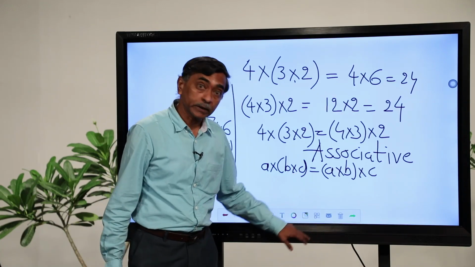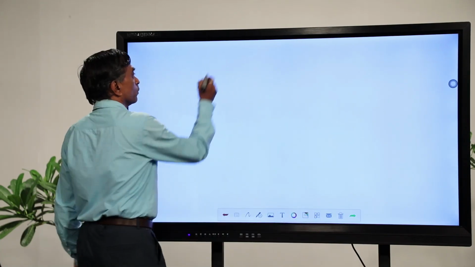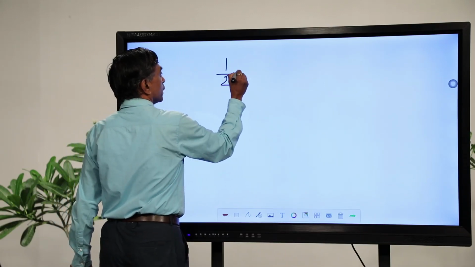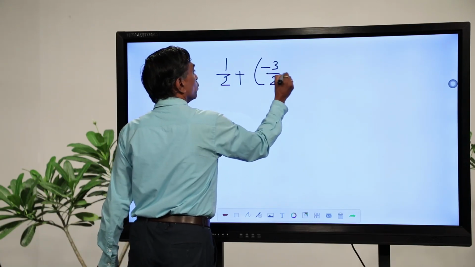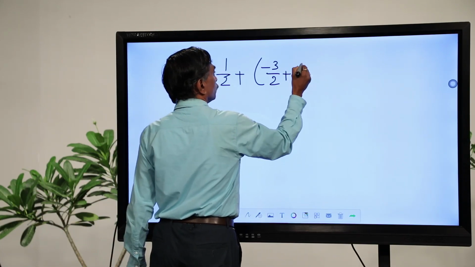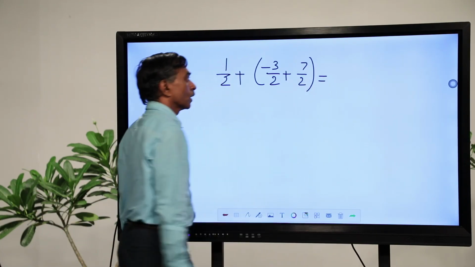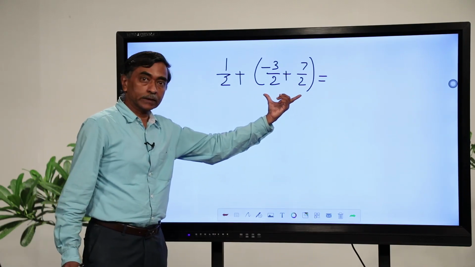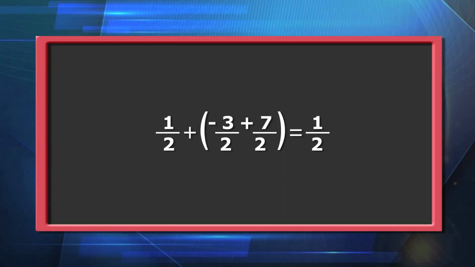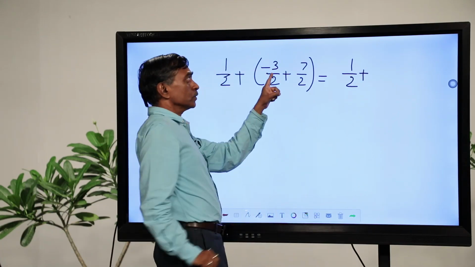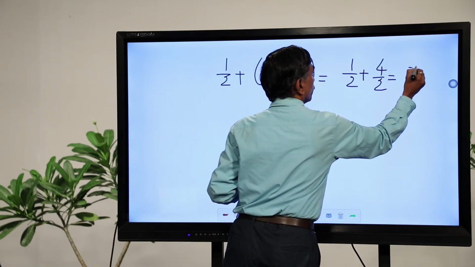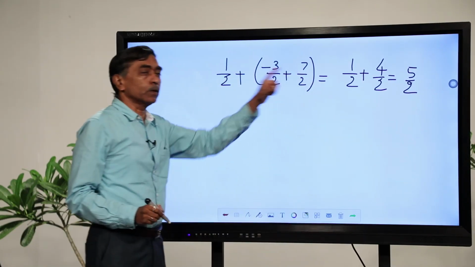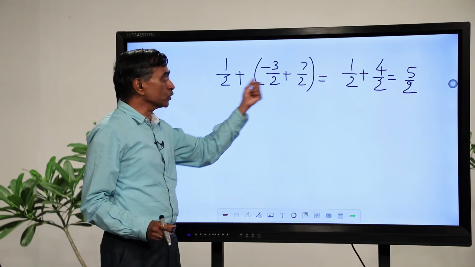Now, will it happen for rational numbers also? Let us check this. Let us take an example. 1 by 2 plus, I am taking the operation of addition here, 1 by 2 plus minus 3 by 2 plus say 7 by 2 is equal to, what am I doing here? I am combining these two rational numbers, and whatever number I get, that I will add to 1 by 2. So, what do you get here? 1 by 2 plus minus 3 plus 7 is nothing but 4 by 2, and that is nothing but 5 by 2. I am getting this rational number finally. What did I do? I combined these two and then added it to this.